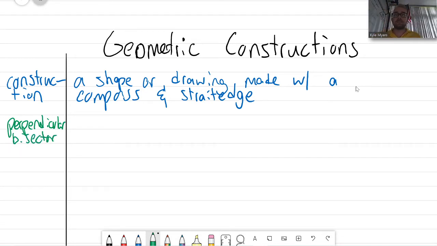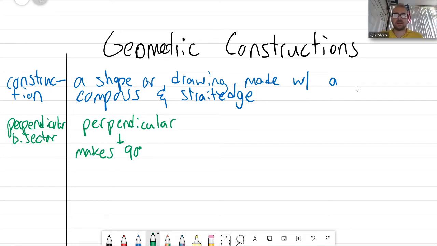And this is pretty much exactly what it's going to sound like. I'm going to break this word down for you so it kind of makes sense. Perpendicular, you've probably heard of that before. Perpendicular, that means that it makes a 90-degree angle, right? Or is 90 degrees. It depends on the context, I guess.